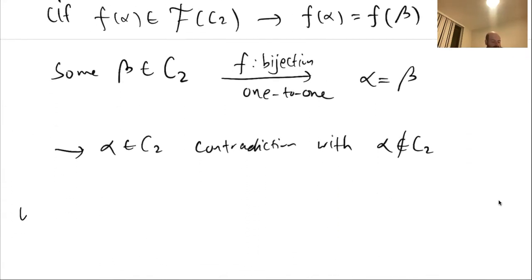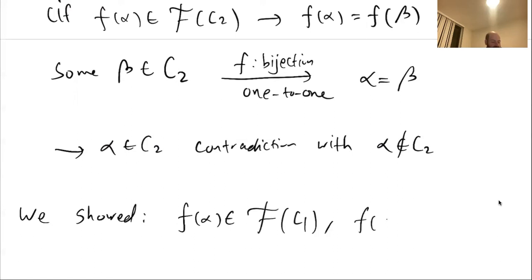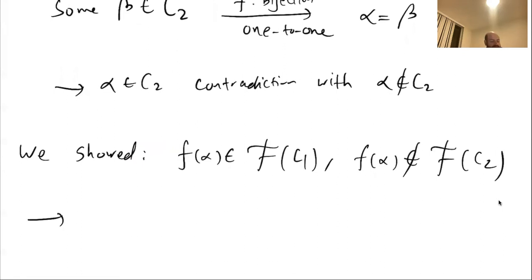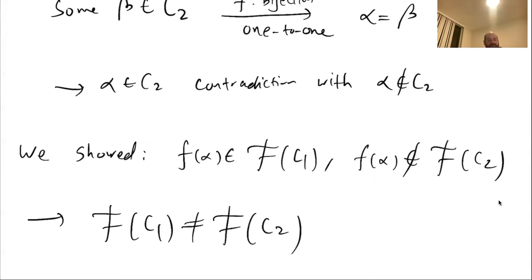So we showed that f of alpha is in curly f of C1, and f of alpha is not in curly f of C2. So I found one element which is in curly f of C1, but not in curly f of C2. That means curly f of C1 as a set is not equal to curly f of C2. If you have two sets, and I found one element which is inside the first set, not inside the second set, well, then those two sets cannot be equal.